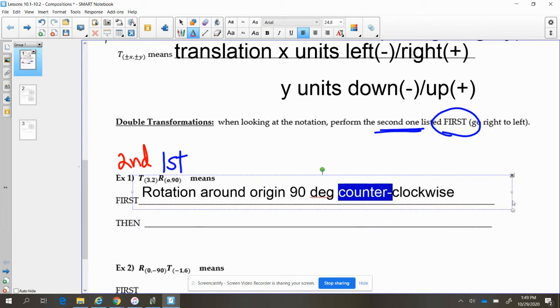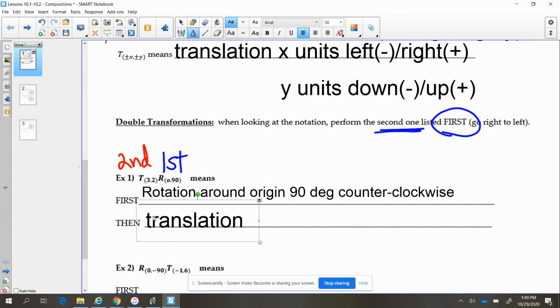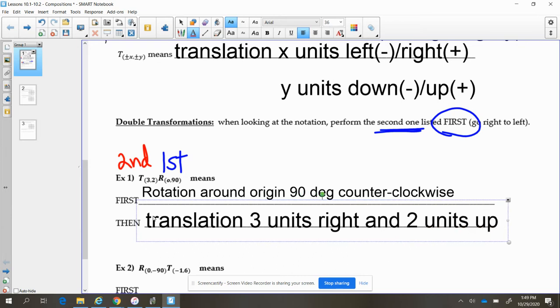Now, that means the second piece is this translation. And according to this translation, we are translating 3 units to the right, since our 3 is positive, and 2 units up in that particular one, represented by the 3 and the 2.